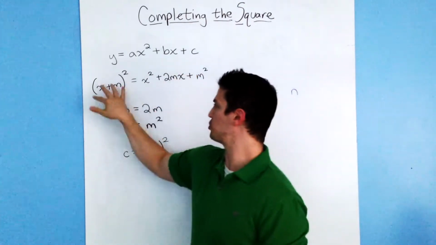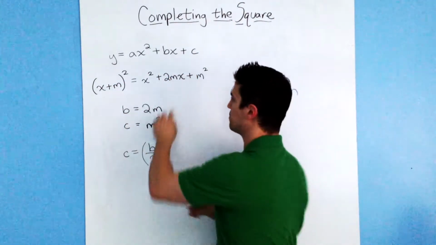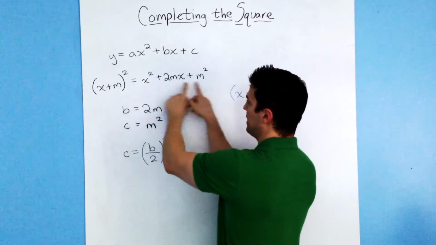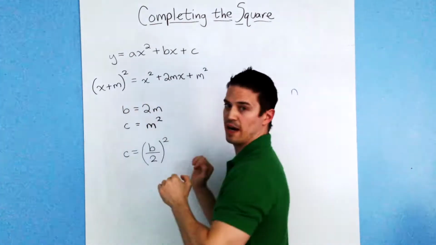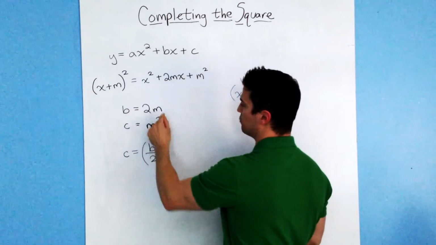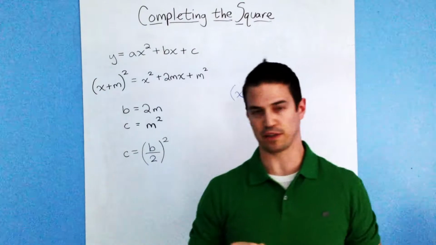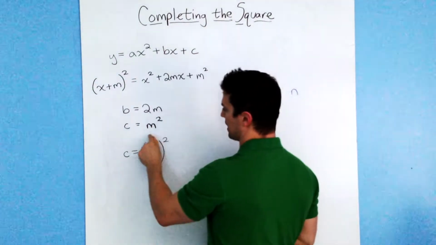Now the great thing about showing it out like this is that this b term, this 2m, shows the relationship between b and c when there's a perfect square. So in this case, b is equal to 2m and c is equal to m squared. That happens for every single perfect square. So it shows how b is related to c.